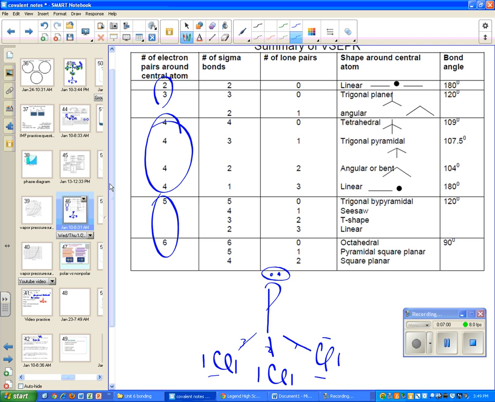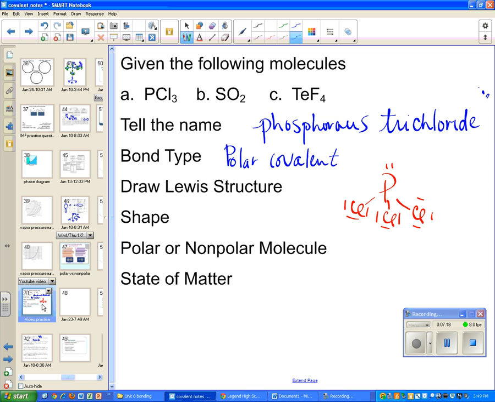But on this particular one we have 4 because, if you take a look, I have one lone pair. This is my lone pair. I have 3 sigma bonds. So it's easy to see what the shape is. I have 1 lone, 3 sigmas, so my shape is trigonal pyramidal. So I can come back here and write that in for my shape, trigonal pyramidal.